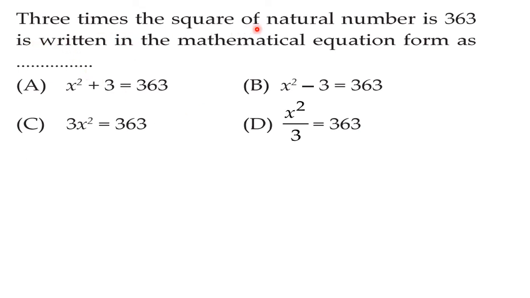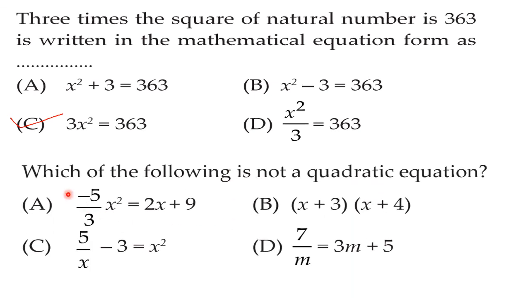3 times the square of a natural number is 363, written in mathematical equation form as. So it's very easy. See, 3 times the square of a natural number. 3 times means 3x square. Our equation must contain 3x square, which is possible only in option C. See, nowhere else is 3x square present, and therefore the correct option is option C. This way you can easily get the answers.